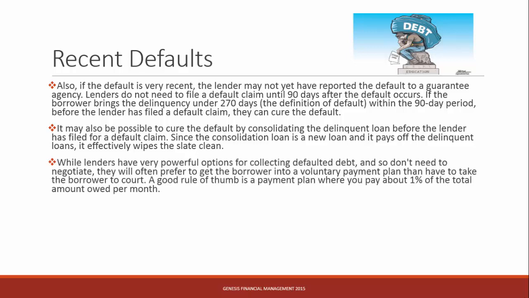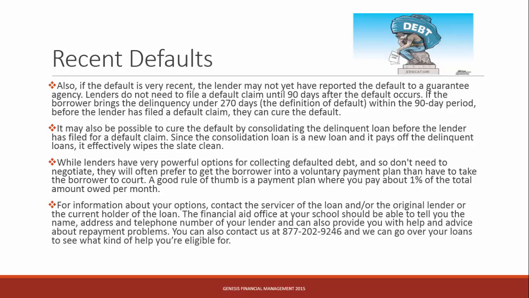While lenders have very powerful options for collecting defaulted debt and so do not need to negotiate, they will often prefer to get the borrower into a voluntary payment plan than have to take the borrower to court. A good rule of thumb is a payment plan where you pay about 1% of the total amount owed per month.